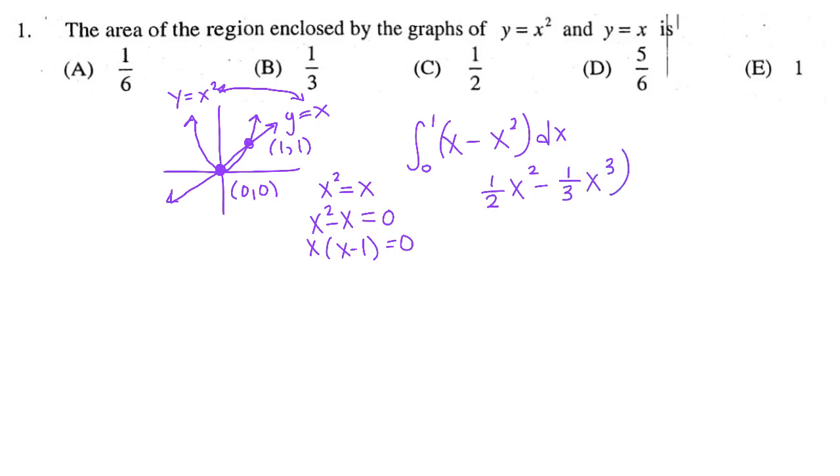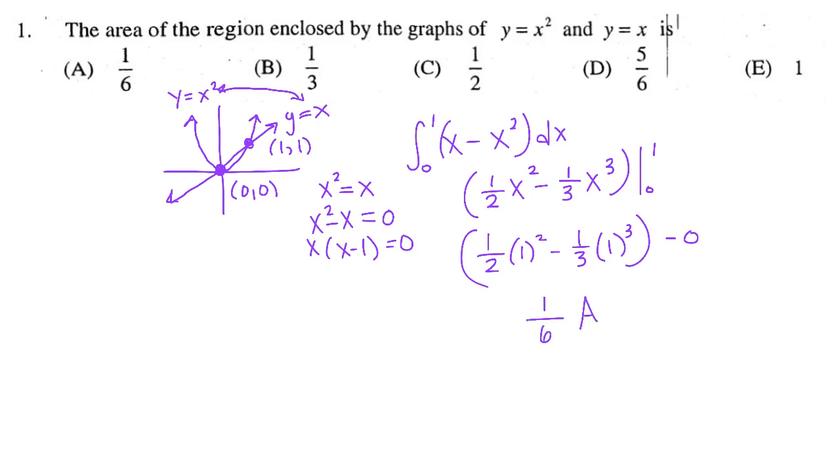And I need to evaluate all of this from 0 to 1, which is nice because the 0 will cancel everything. So if I substitute in 1, I have 1/2 times 1 squared minus 1/3 times 1 cubed, and then of course all of that minus the bottom endpoint, which is going to generate 0. And so finishing out this problem, we really end up with 1/2 minus 1/3, so that's going to be 1/6, and that should be answer choice A.